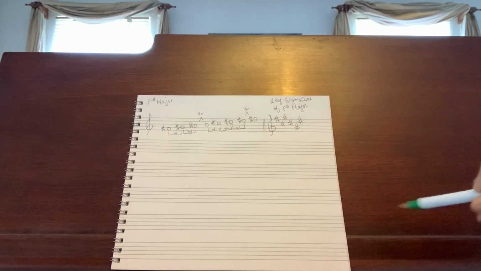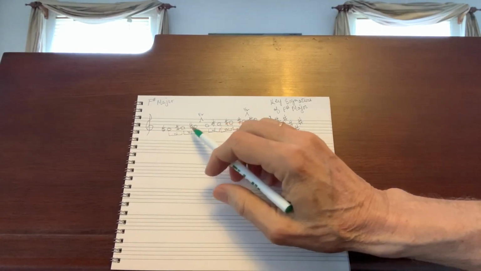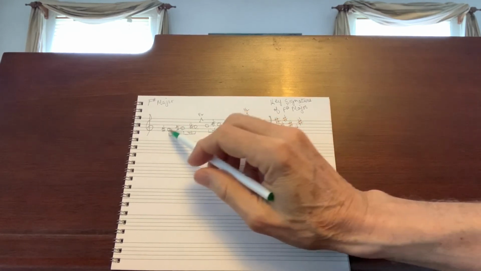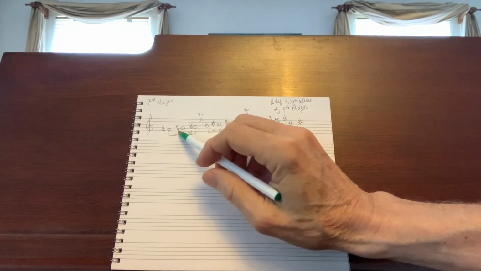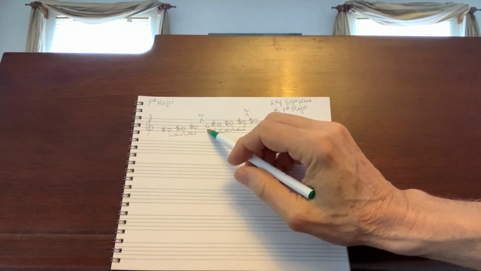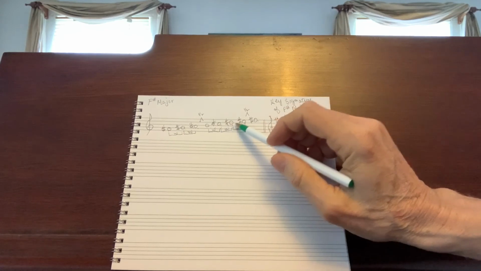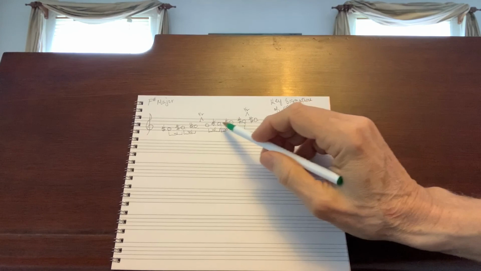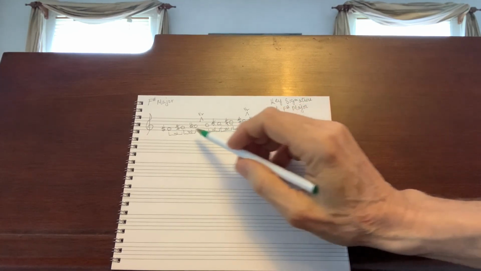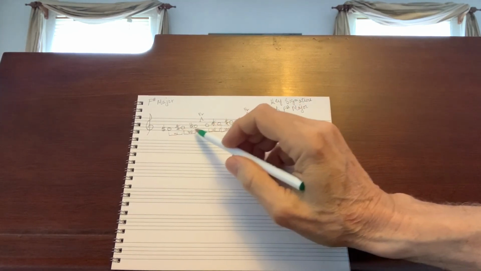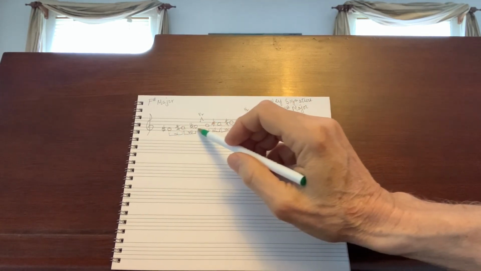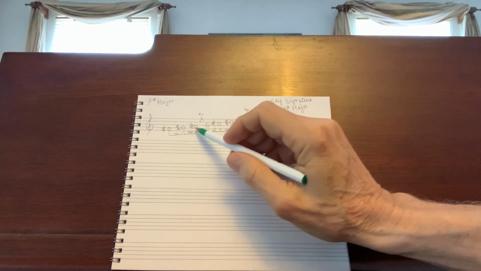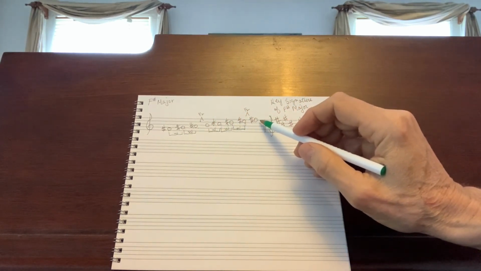Let's try some reading, and we'll go without the sharps. Let's do the first 4, F, G, A, B. Faster. And the top 4, C, D, E, F. Faster. Let's go from F to C, F, G, A, B, C, faster. Let's go right up, F, G, A, B, C, D, E, F.